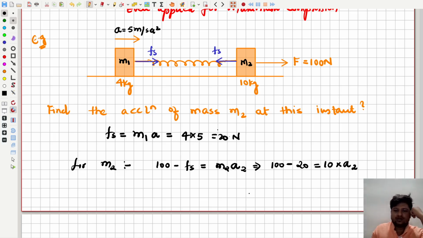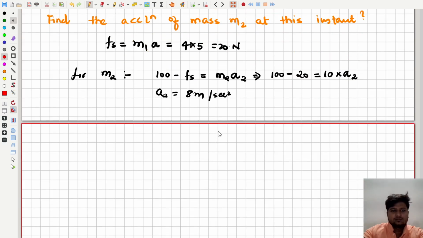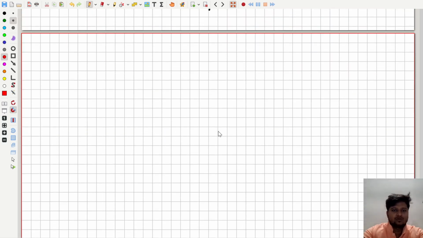Is that clear or not? So yes, a2 is equal to how much meter per second square? 8 meter per second square. And 8 meter per second square along which direction? Direction of the higher force. Okay. Clear or not clear? Everyone? Yes or no? Okay. Let us write one more question based on this. Last.